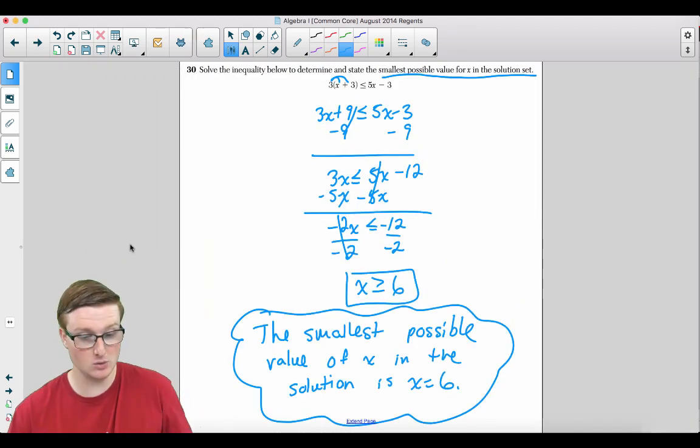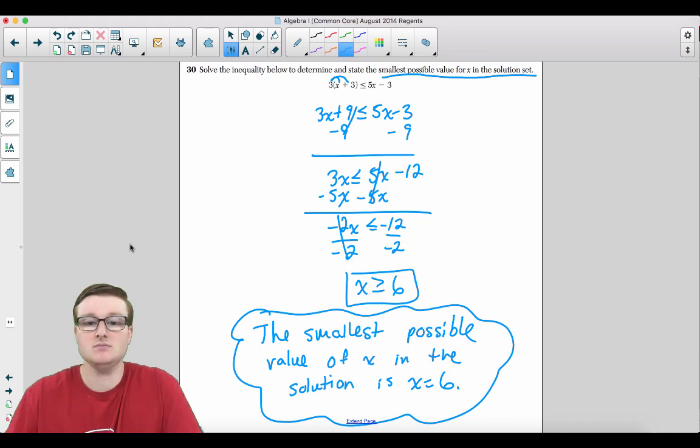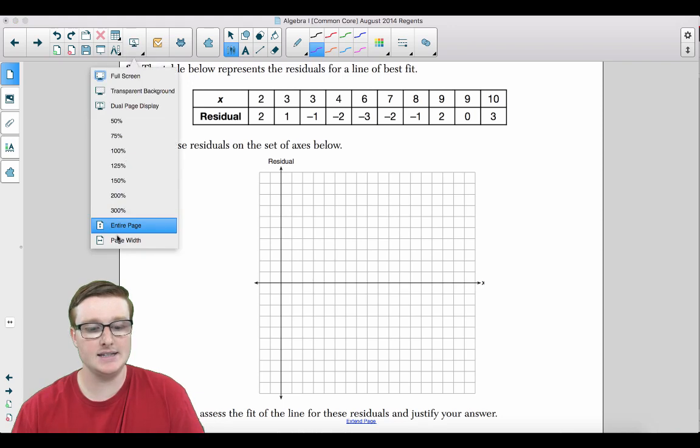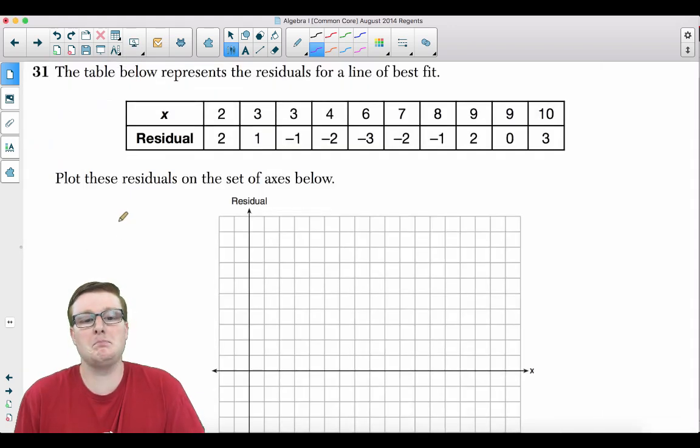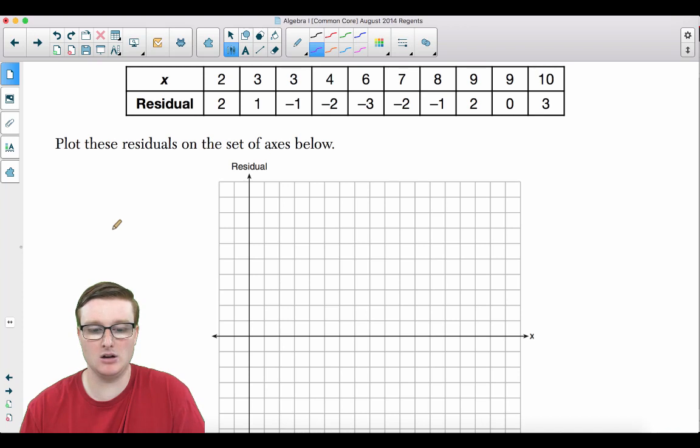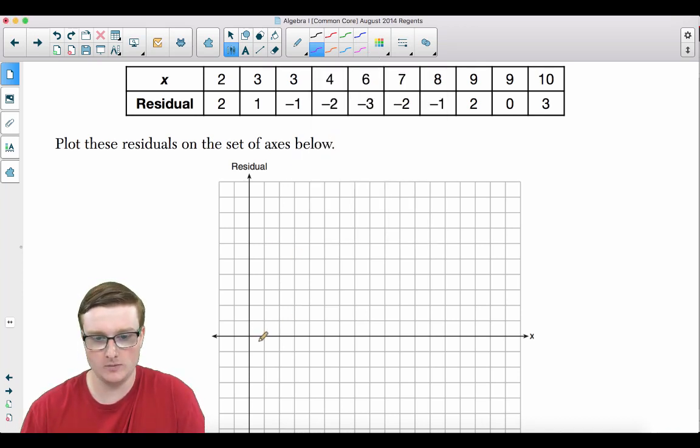All right, moving on to question 31. We're almost done with the part 2s. Okay. 31 is known as a residual. And it says here, the table below represents the residuals for a line of best fit. So it says plot these residuals on the set of axes below. So I'm going to graph these points. So if you graph 2, 2, all right, so 2, 2, 3, 1.